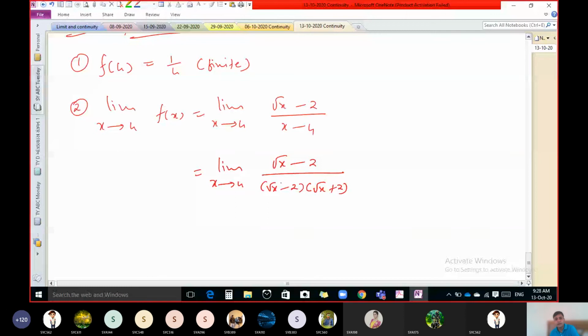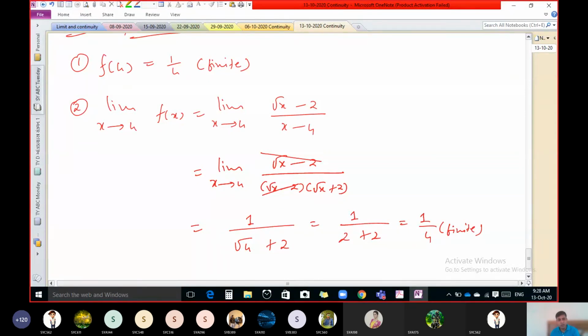Now cancel this. And then in the numerator we get 1. In the denominator we have to put x equal to 4. So root 4 plus 2. 1 upon 4. Correct. Root 4 means 2. So 2 plus 2, that is 4. So this is also finite. So the second condition is also satisfied.